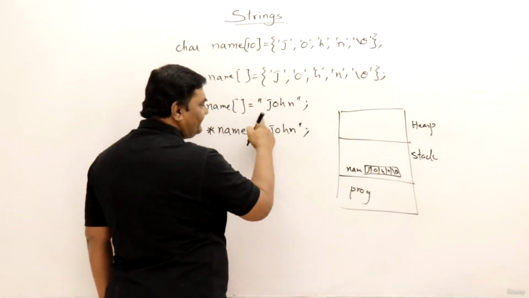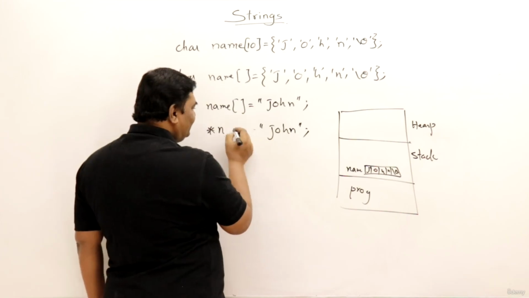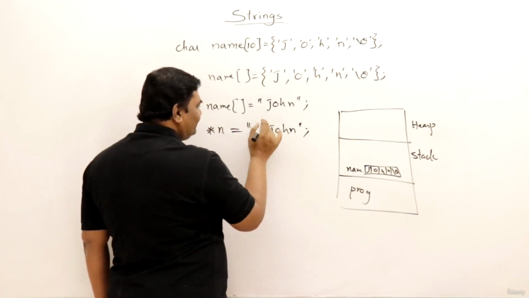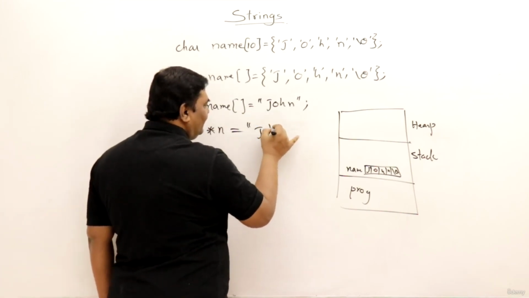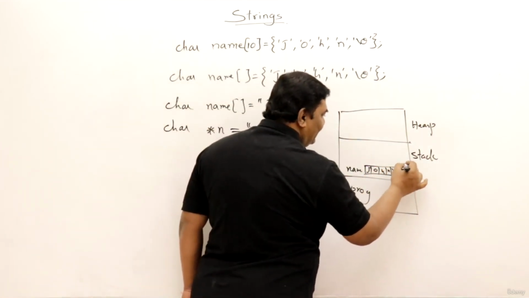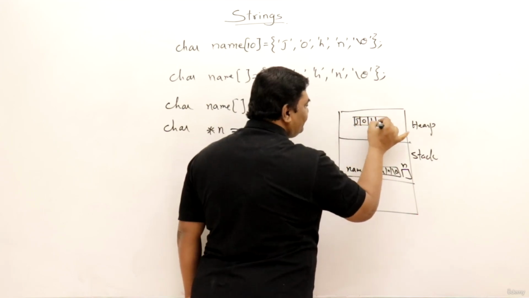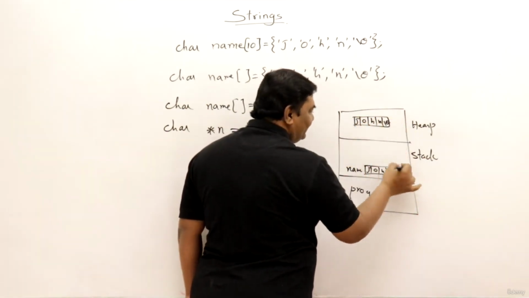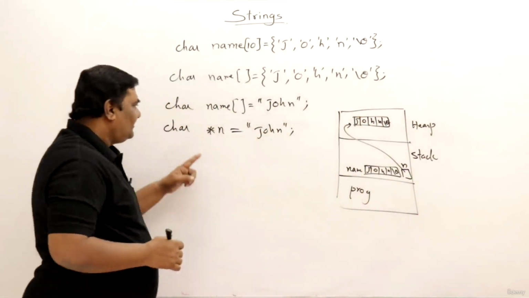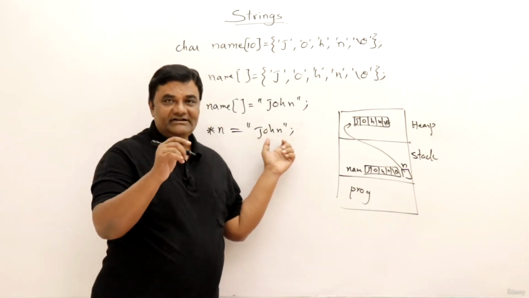If I take the example of this one, then what about this? I'll just change the name. I'll make it just n, and this is inside heap, right? So I have changed the name to n. Now if you look at this one, this is n and this string is created inside heap along with the \0, and n is pointing there. So n is a character pointer pointing to this string. So this is the difference.